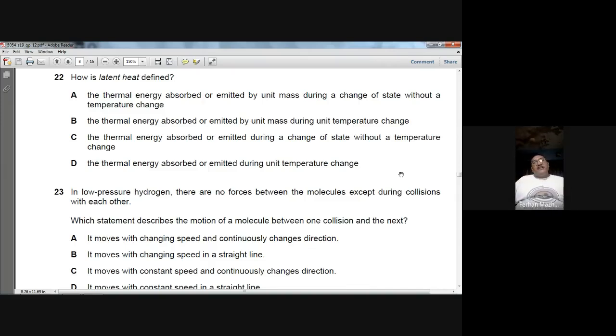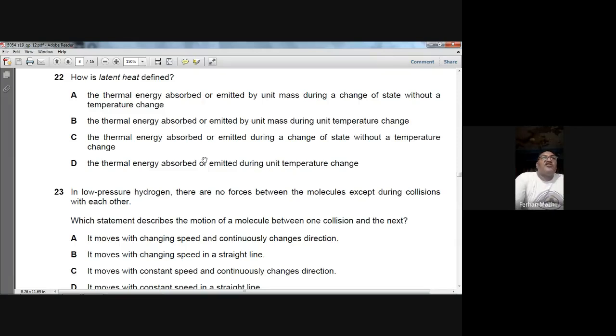So C is the option, but remember one thing, do not confuse it with the specific latent heats. In this question, he is talking about the latent heat only, not the specific latent heat. So that's why we have not chosen that definition in which the unit mass is involved. It's only the latent heat, the thermal energy absorbed or emitted during a change of state without a change in temperature. So for question number 22, C is the option.